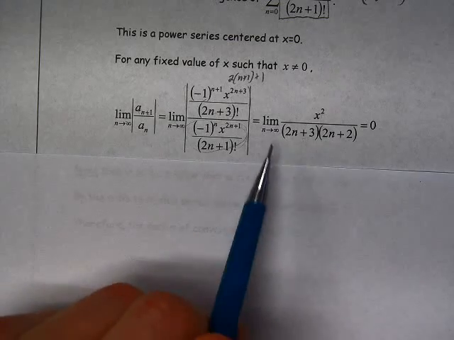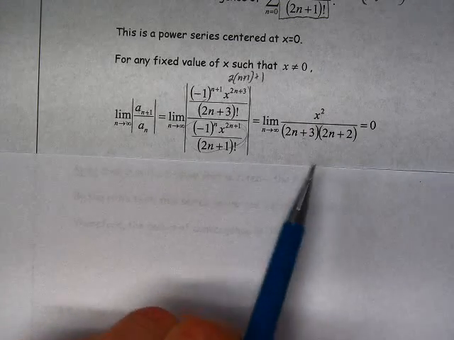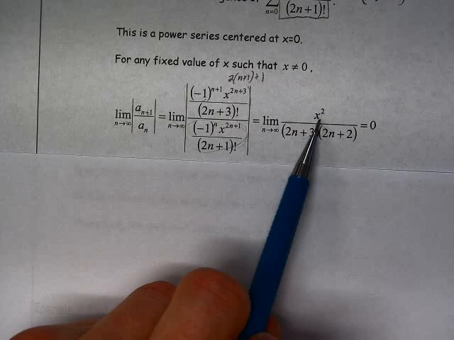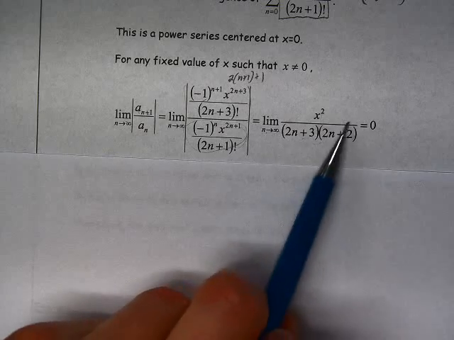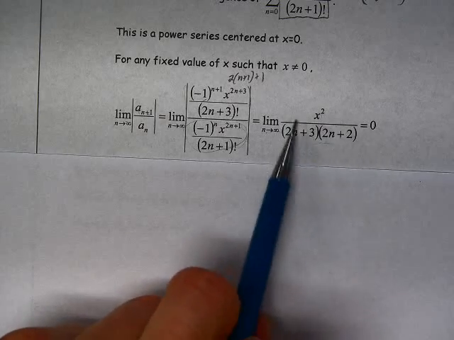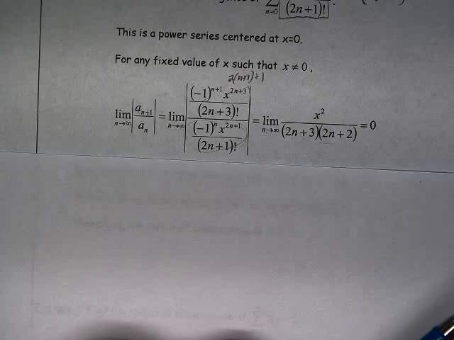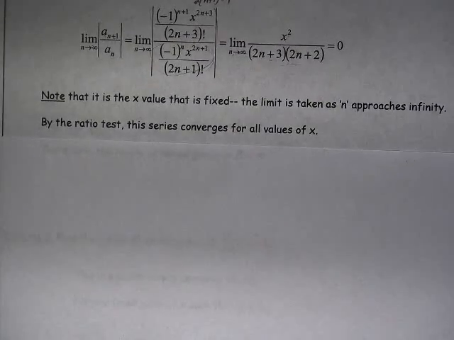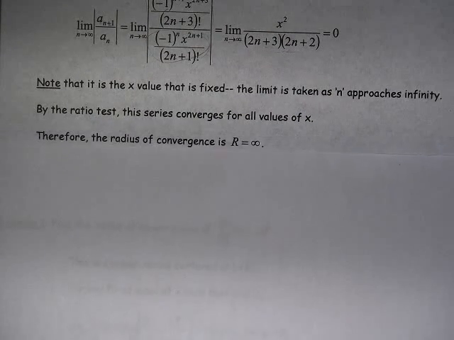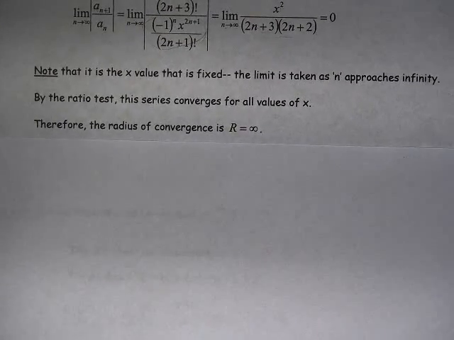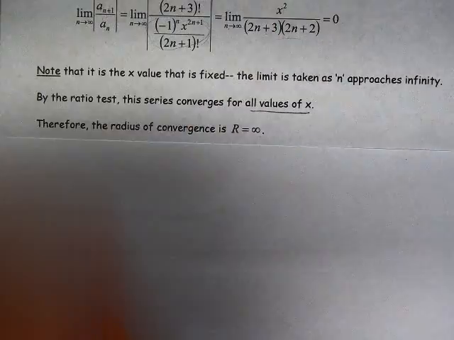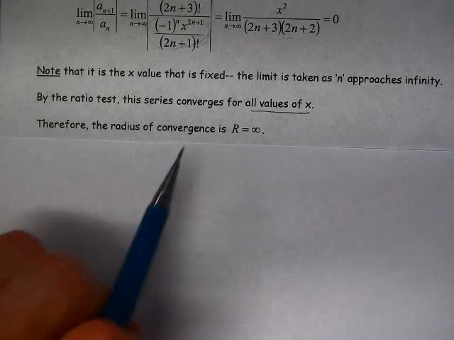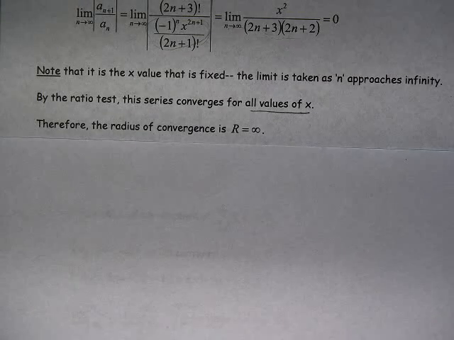So when we look at this, we see there's an x squared in the numerator, but we have a 2n plus 3, 2n plus 2 down here. X is a fixed value, so as n approaches infinity, this fraction is going to approach 0. So what that means is that for any given value of x, this series converges. So it converges for all finite values of x. All right, so the radius of convergence is infinity.